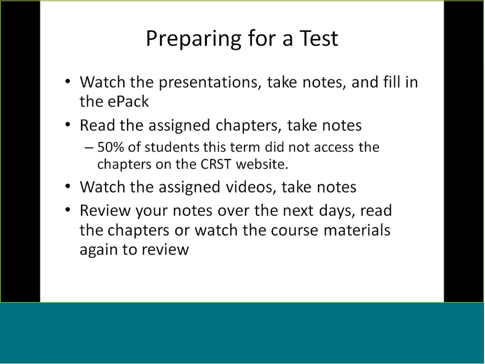But outside of that, when you're preparing for a test, the first thing you want to make sure you're doing is watching the presentations and taking notes and filling in the EPAC. The EPAC is designed to allow you to follow along with the presentation and make sure that you're not missing anything. But there's also things that Dr. DeWitt says in the presentation that aren't a fill-in-the-blank in the EPAC that can end up on the quiz or a test. So you should take notes not just on the fill-in-the-blanks, but if there's other things that he's explaining, those would be good things to take notes on as well.